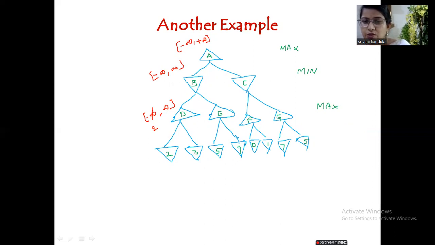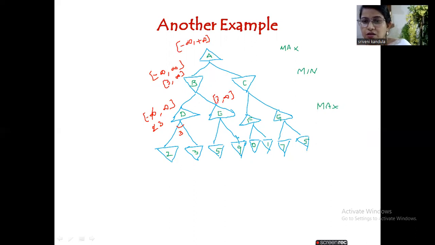Here the value we have is 3. So 3 is greater than 2, so this value will be updated to 3. So the value at this particular node will be 3. Next, the same values will be propagated here. So we have a value of 3 and infinity, and the same value will be forwarded here.